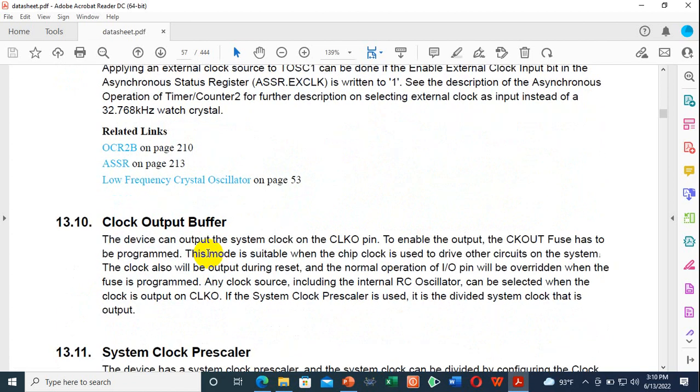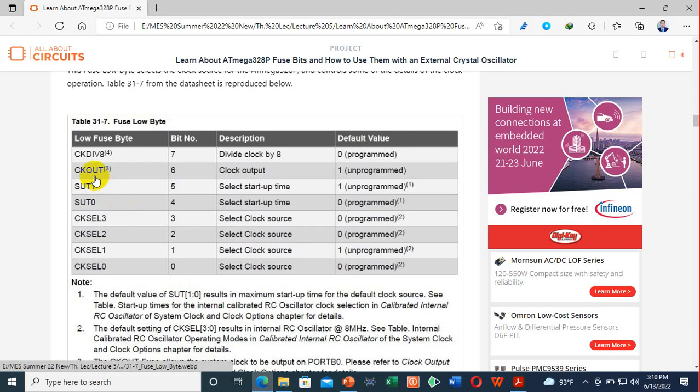Clock output buffer. The device can output the system clock on the clock output pin. Look at over here. Clock output.